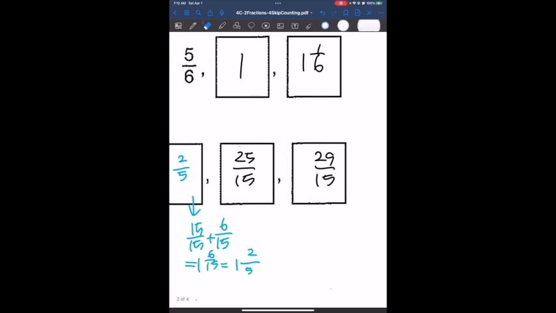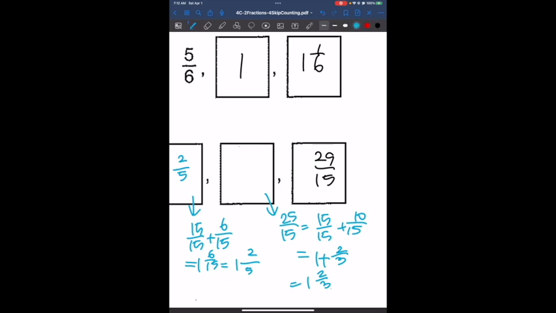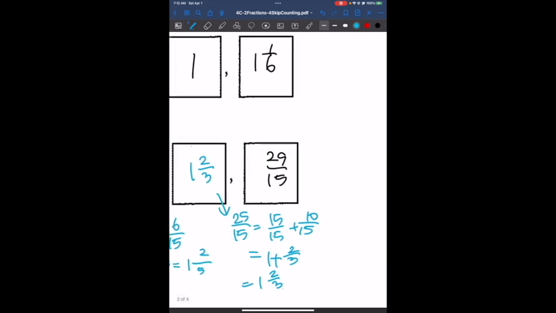Then we have 25 over 15. And so that is going to be 15 over 15 plus 10 over 15. And so that's going to be 1 plus, if we divide both the numerator and denominator by 5, 2 over 3. So it's going to be 1 and 2 thirds. And finally, for 29 over 15, that's going to be 15 over 15 plus 14 over 15. So that is just going to be 1 and 14 over 15.